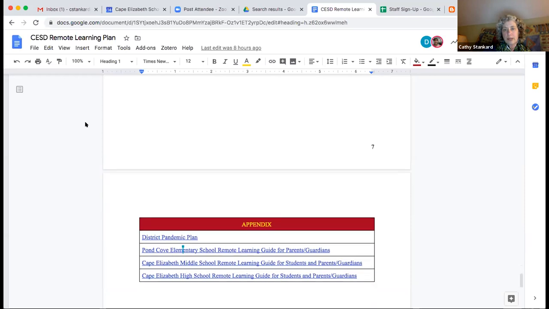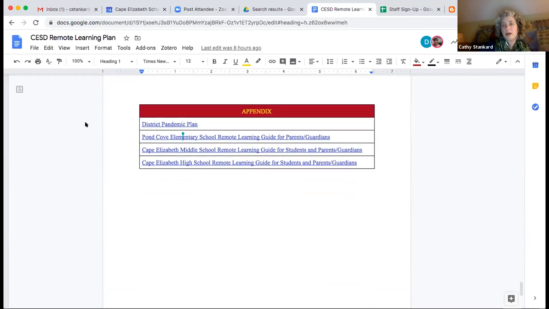And then finally, the last page of the plan are links to the district pandemic plan, which Donna was prescient. She saw this coming and got that pandemic plan going, thankfully, well in advance, I think, of other school districts. And all of these plans, that plan and then all of the learning guides, provide a lot more detailed information. Again, you've probably seen that before, but we have the remote learning guides for each of the three schools linked here. And as these are live links to Google Docs, as those plans are updated, they will also be updated on this plan that you will hopefully approve tonight.